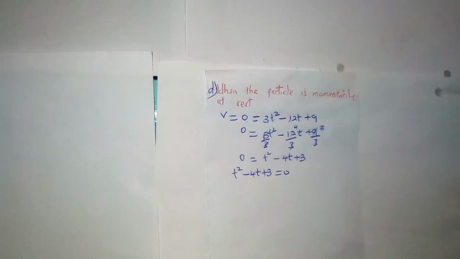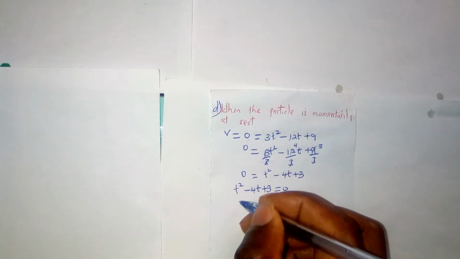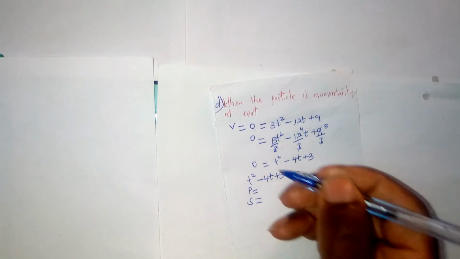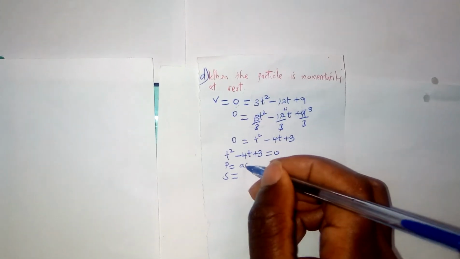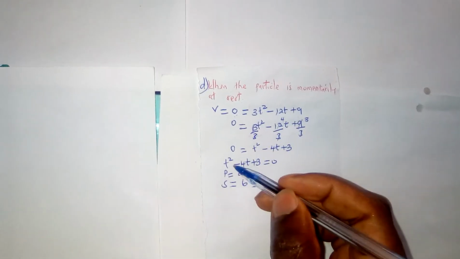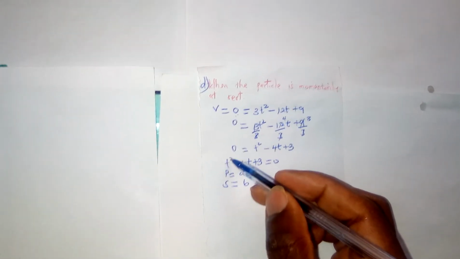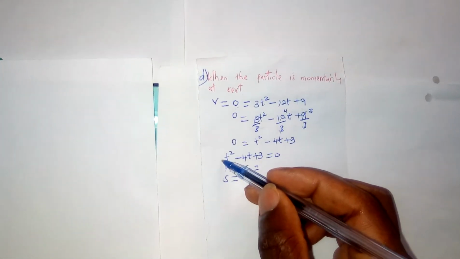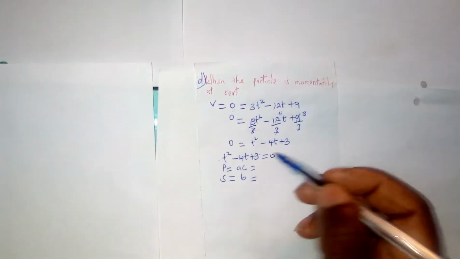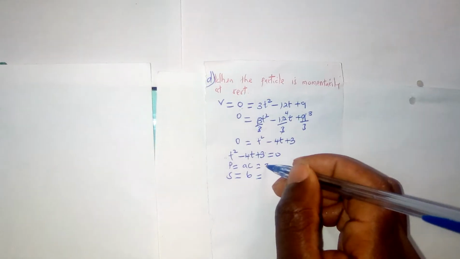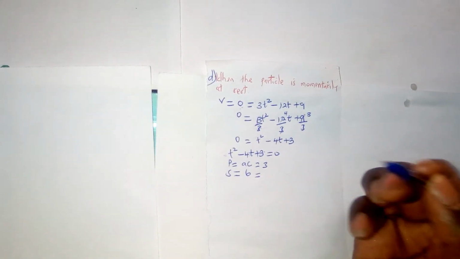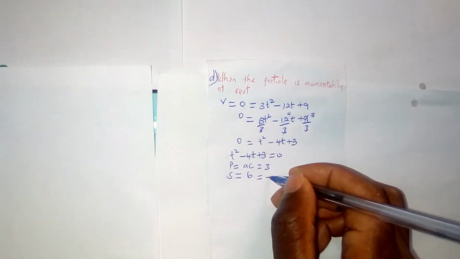Now after that, under the product sum method, you are supposed to get the product as well as the sum there. Now product is always AC, sum is B. Now what is AC? A is the coefficient of t squared, so the coefficient of t squared here is 1. Then C is the constant, that is 3. So 1 by 3, obviously that is 3 there. Then B is the coefficient of t, and the coefficient of t there is just negative 4.